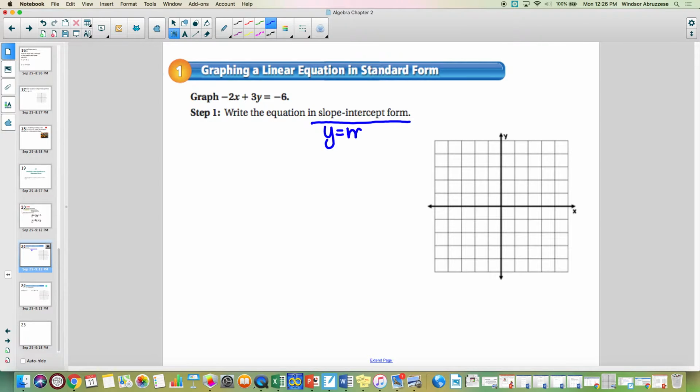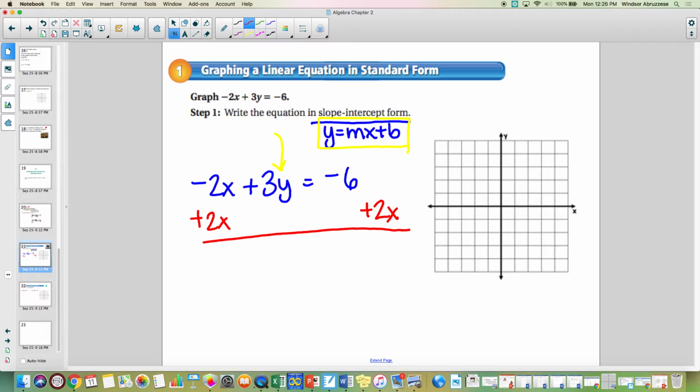Slope-intercept form is y equals mx plus b. So an easier way to remember it is take your equation in standard form, and all you're going to do is solve for y. You want it to look like this. You want it to be in the y equals form. So you're going to use what you know about solving equations. I'm going to add 2x to both sides. Then I'm left with 3y equals 2x minus 6. To isolate the variable and get y by itself, I'm going to divide everything by 3.